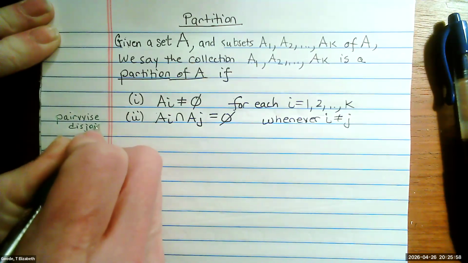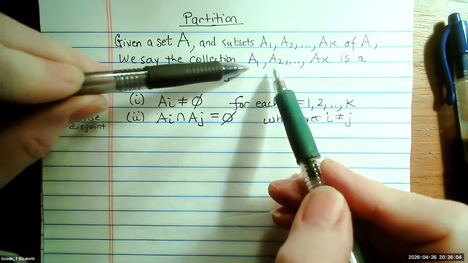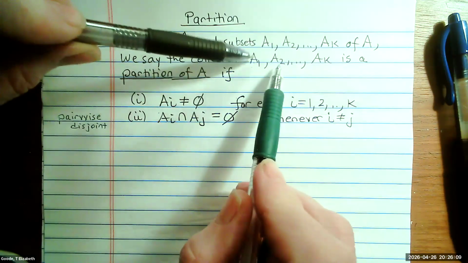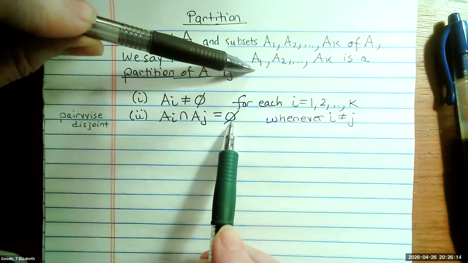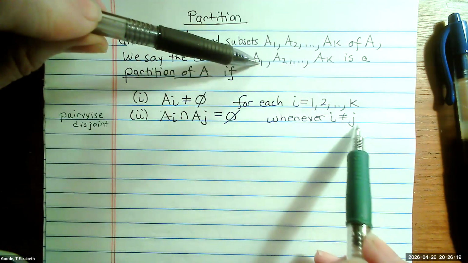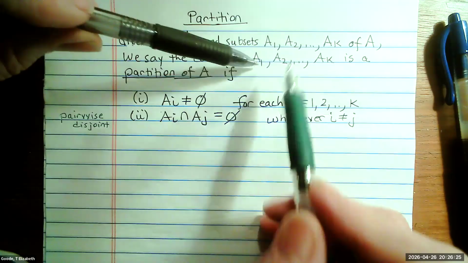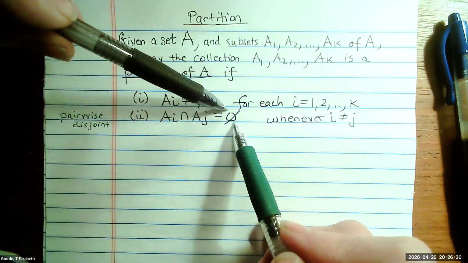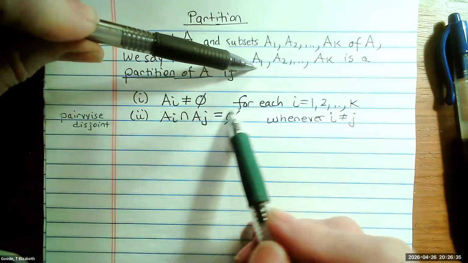It means if you take any two of these sets in the collection, like if you take A1 and A2, because i isn't equal to j, 1 is not equal to 2. If you intersect A1 with A2, they'll have nothing in common. If you intersect A1 with A3, i is 1 and j would be 3. A1 intersect A3 will be empty. They should have nothing in common. A2 intersect A3 should have no elements. A1 intersect AK should have no elements in common.